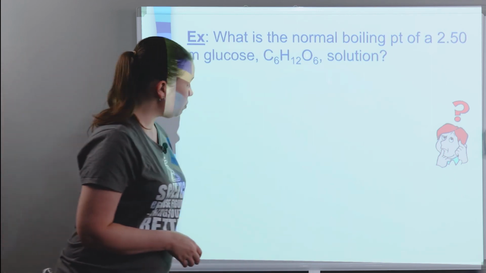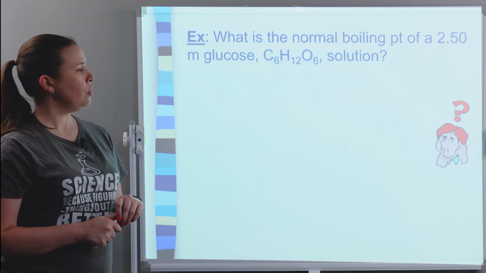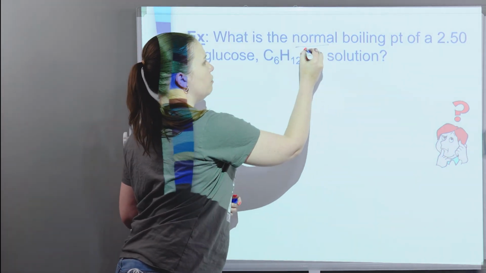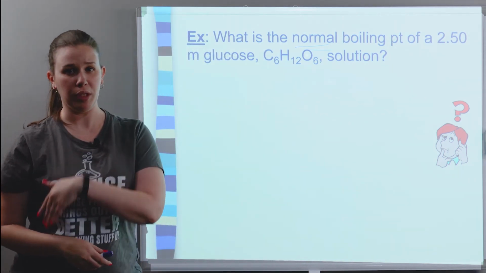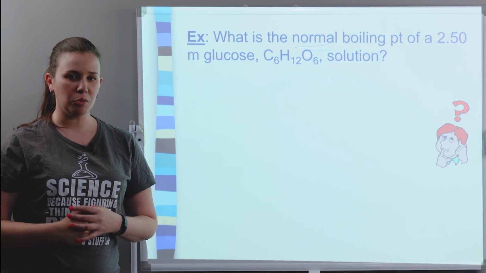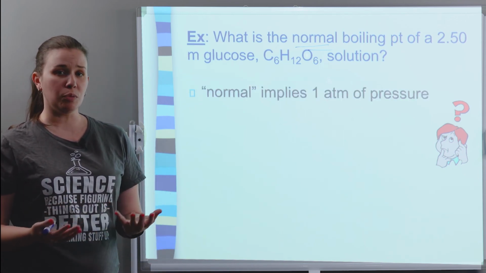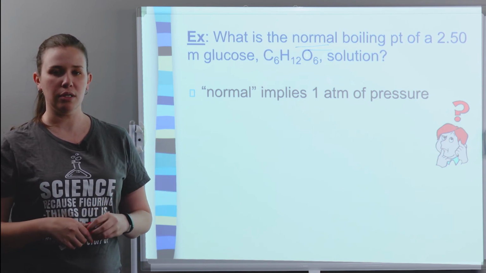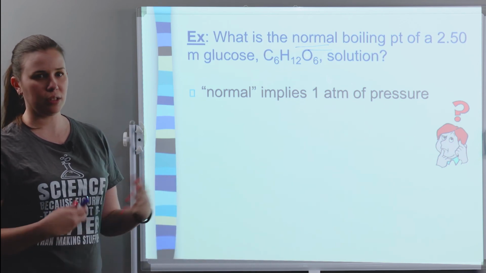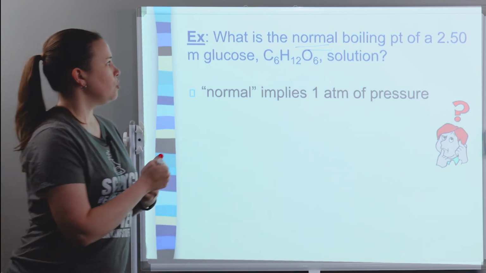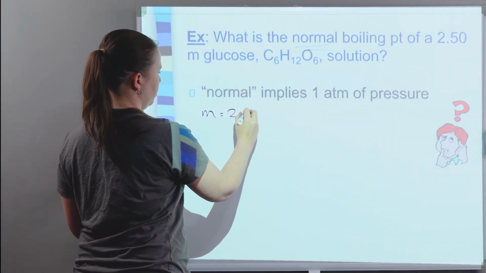All right, so let's look at our first problem. What is the normal boiling point of 2.5 molal glucose? What does normal even mean? Well, it's not normal versus abnormal. It's not weird. What does normal actually mean in a chemistry context? That would imply a normal pressure of 1 atm, which means our normal boiling point of 100 degrees Celsius would apply. So that's actually kind of important when we go and translate what is our change in temperature and what does it mean. So one piece of information that they actually gave us here was that the molality is equal to 2.50.